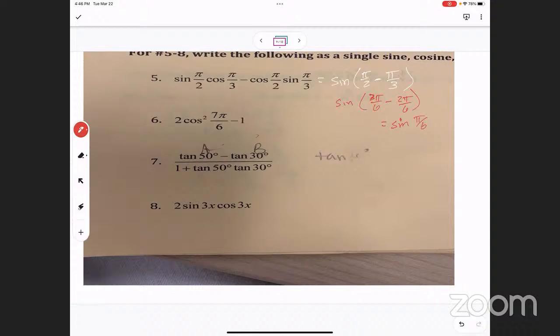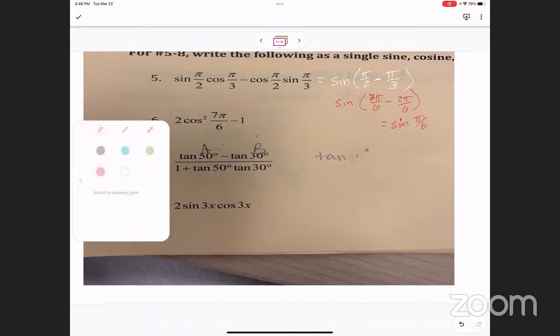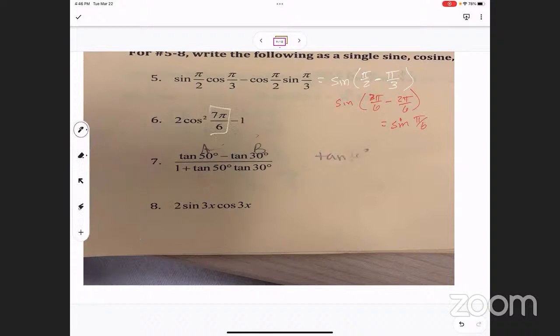How about this next one, number 6? Does it look like a formula you've seen? Yeah. Which one is it? Look it up. Oh, that's the sum and difference. Isn't that cosine 2 theta? 2a? So is this your a right here? Yeah.